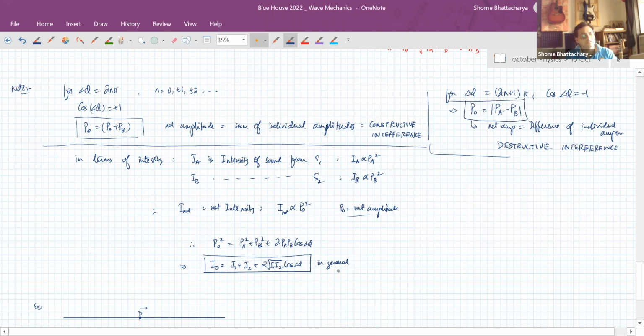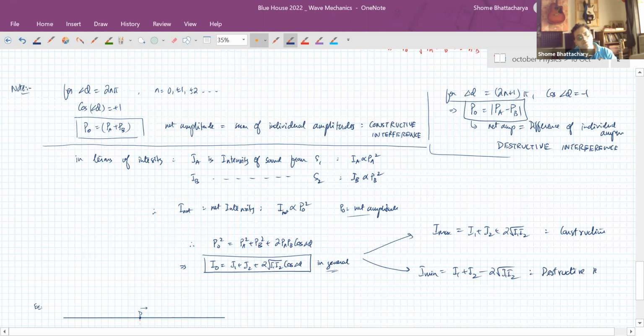So now this is the general formula. We can see from this that the maximum possible intensity we can get will become I1 plus I2 plus 2 times square root of I1 I2. This is the case for constructive interference. And the minimum intensity we can get from the interference is when destructive interference happens. So that will become this. So this is destructive interference.